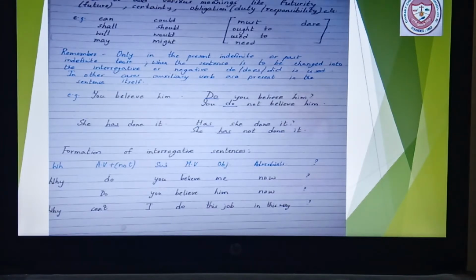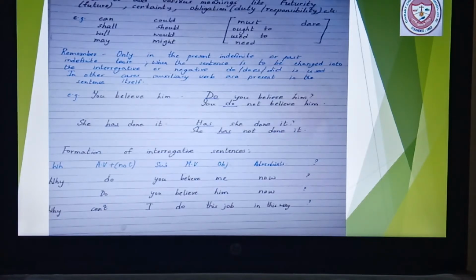Now, one thing you must remember is that only in the present indefinite, that is simple present, or past indefinite, or simple past tense, when the sentence is to be changed into the interrogative or negative, only then do we use do, does, did. In other cases, auxiliary verbs are already present in the sentence itself.